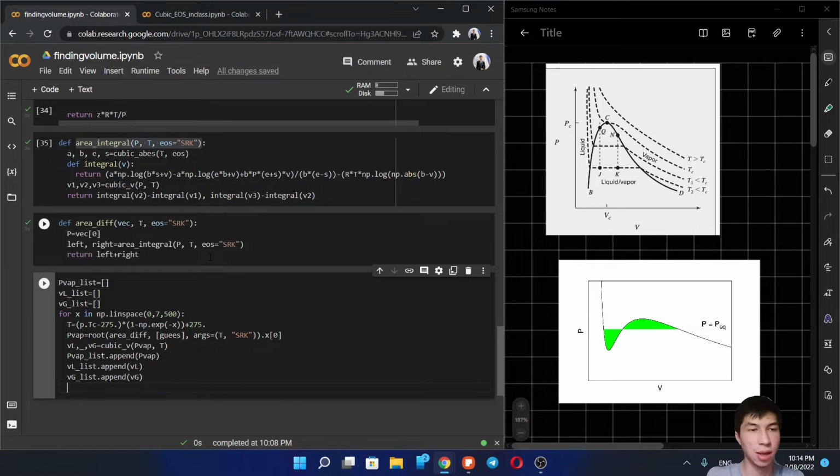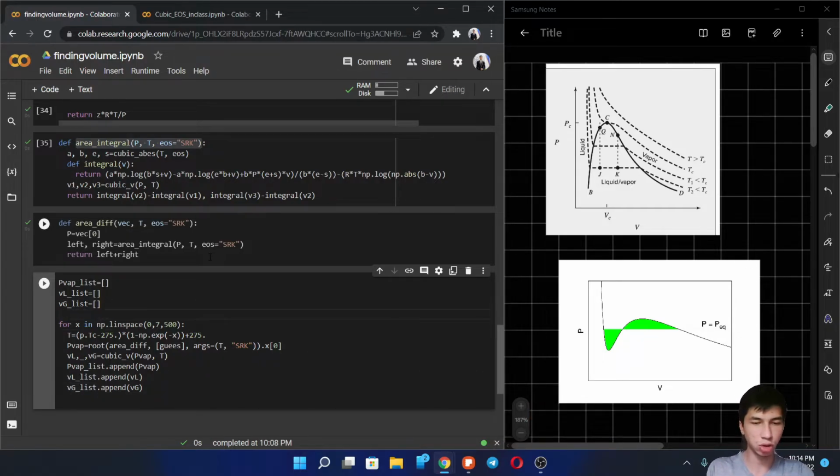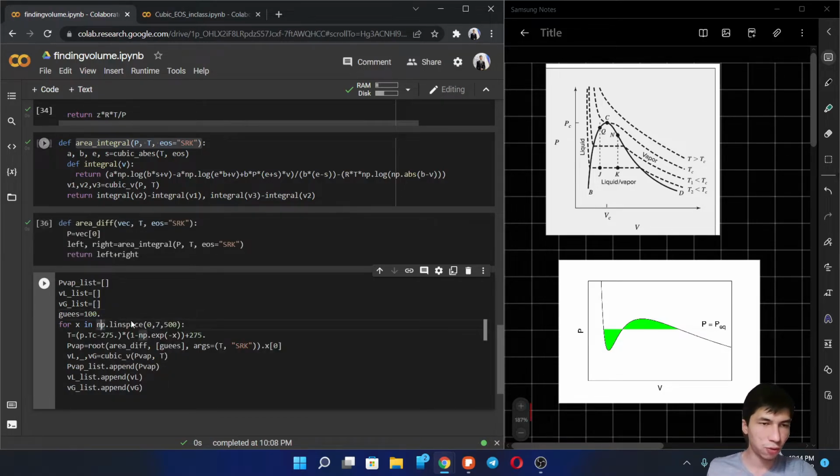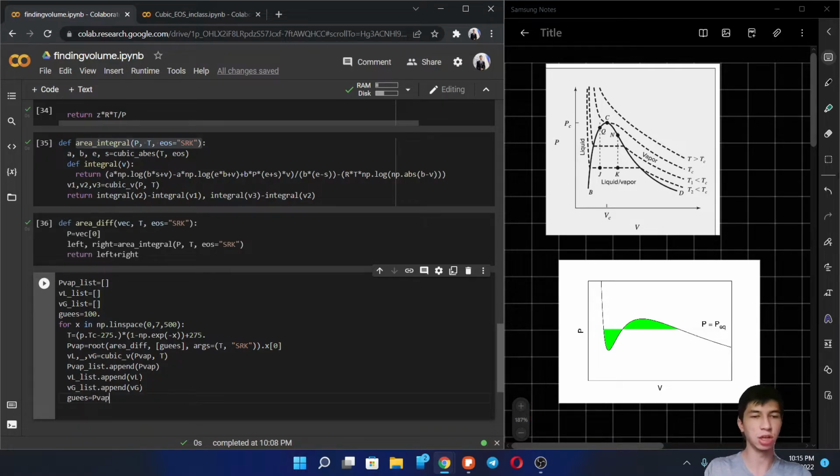And as we had our guess, it has to change so that our gas pressure is going to be similar to the vapor pressure, because if the difference is too big, we're going to have an error message. So let's just give our initial guess to be, let's say, 100, okay? But for more accuracy, we'll update our guess in each iteration to be equal to the vapor pressure. So we'll be sure that our guess is not far from the original answer, as it's going to be the value from the previous iteration.